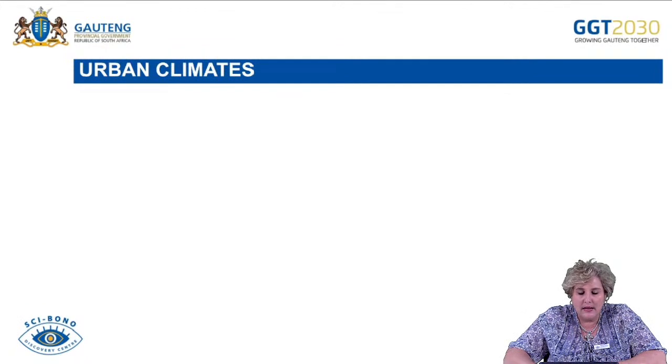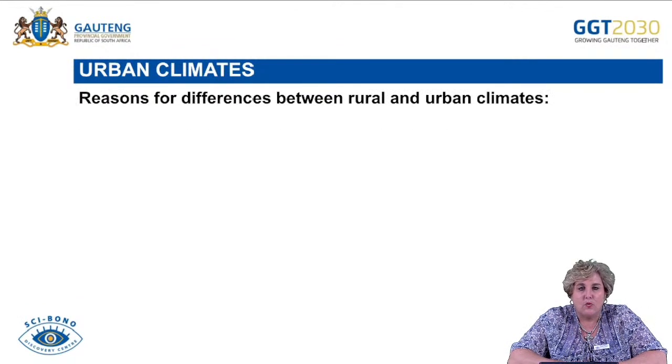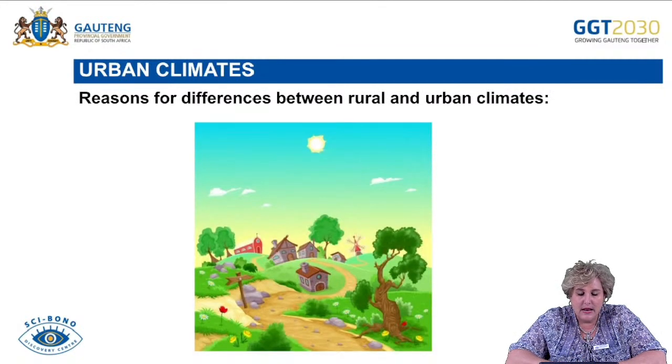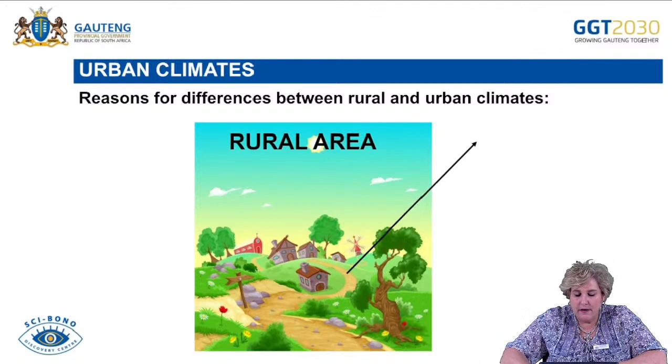Now, let's look at the reasons. Why are there differences between rural and urban climate? Here is my rural area. What can you see in this diagram? Firstly, I see there's a road, but what about that road? It's a natural surface.